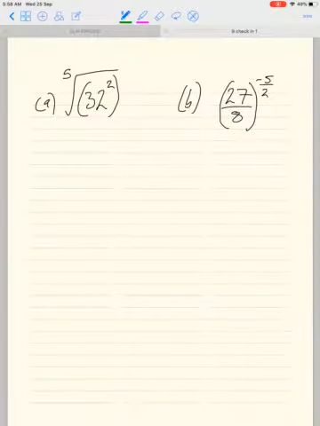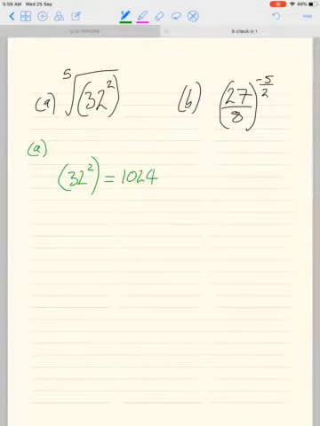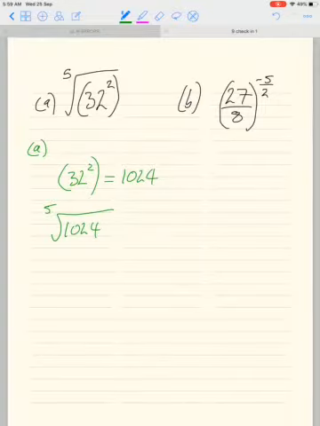Okay, so for this one we've got to apply some more rules of indices, or exponents, and here's part A. Now look, you can do 32 squared first if you want. That's 1024, but then you have to do the fifth root of 1024. So it's a pretty tough one to do.